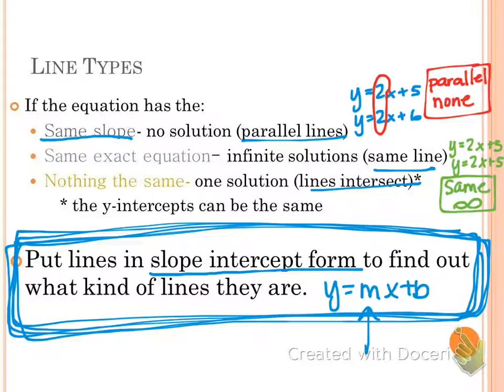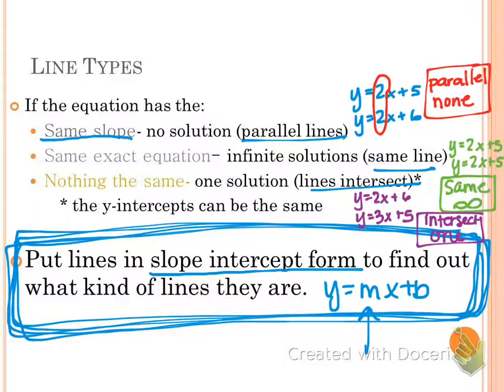Doesn't matter. Okay? And then the last type of line, intersecting lines. These are the ones you've already been doing. We know that if my equation says y equals 2x plus 6 and y equals 3x plus 5, do they have anything the same? No, I know they're just going to be two regular lines. They're going to intersect at one point, okay? So that means they will have one solution. So they're intersecting lines with one solution.